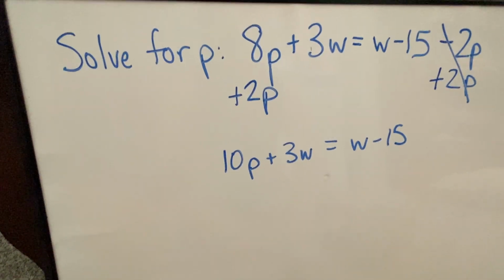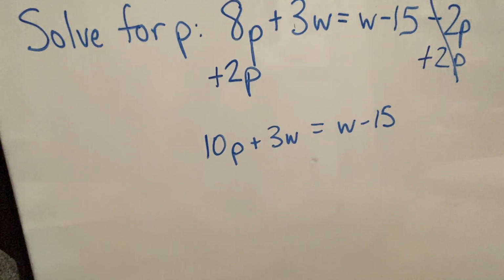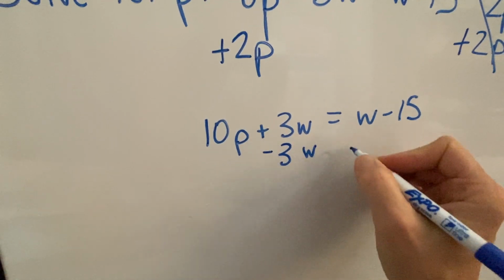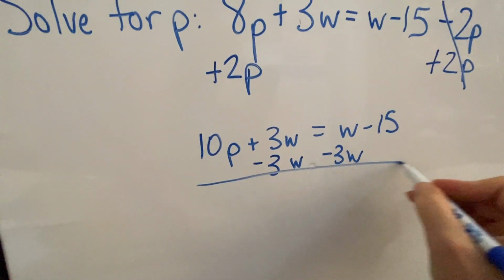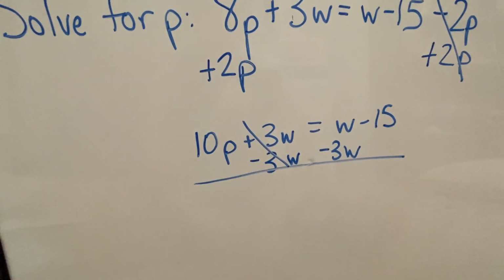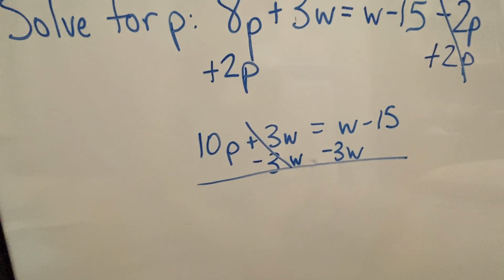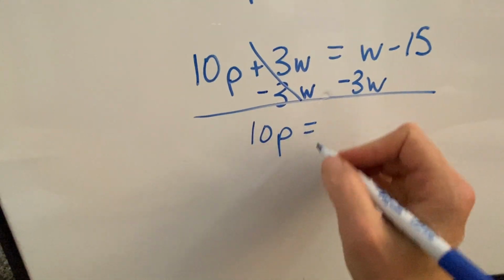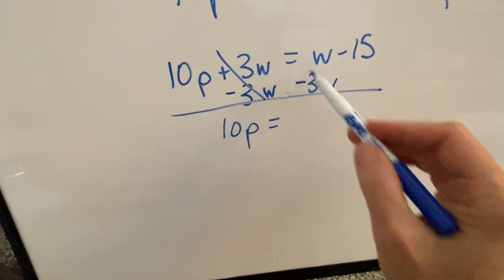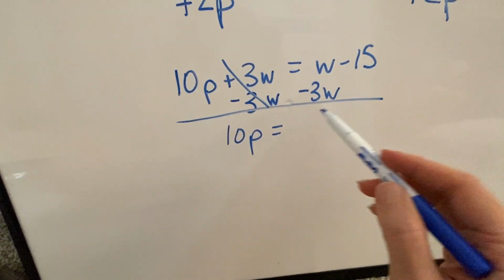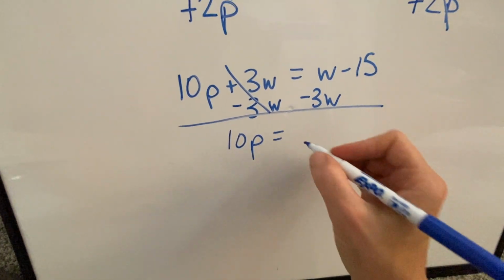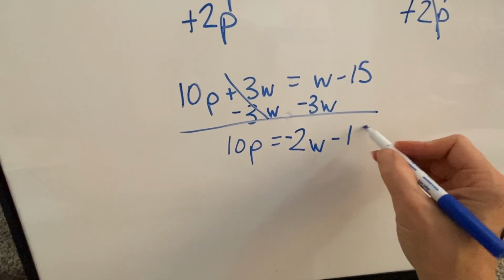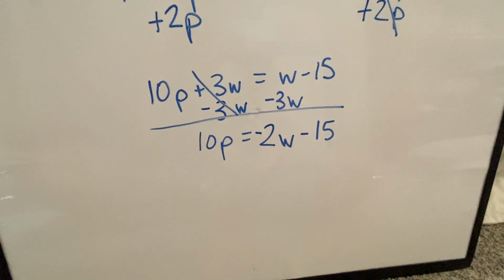So we've already got p on the left side, but now we've got to get rid of this 3w. So we're going to subtract it like that. Those cross out. Positive 3 minus 3 is 0. 0 plus 10p is 10p. This equals, let's see, we've got a 1w minus 3w, a positive 1, a minus 3. You subtract 3 minus 1 is 2. The bigger number is 3. It's got a negative in front of it, so negative 2w minus 15. Okay, with me so far?